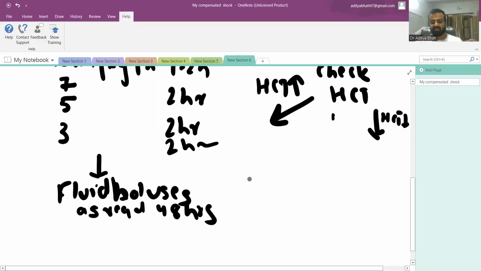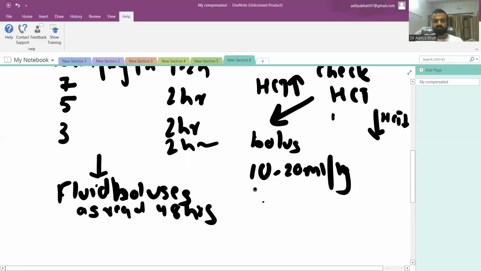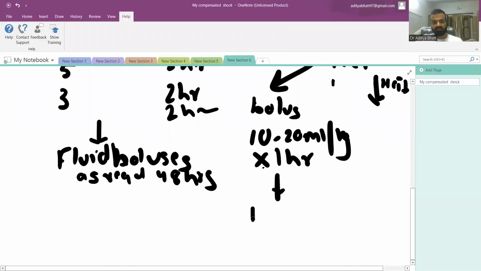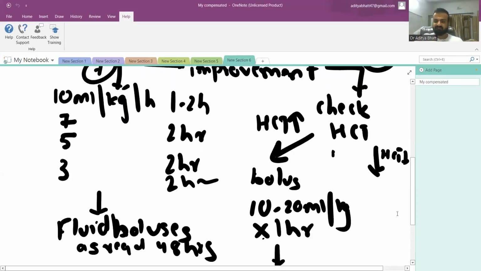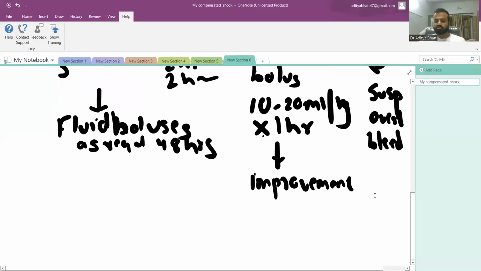So if the hematocrit has increased, you give another bolus of 10 to 20 ml per kg for 1 hour, and then you see for improvement. And if the hematocrit has decreased, then you have to suspect an overt bleed. There is bleeding somewhere because the shock is not stabilizing. Still the hematocrit is falling. So the blood has to go somewhere. So you have to suspect an overt bleed. So you give blood transfusion.